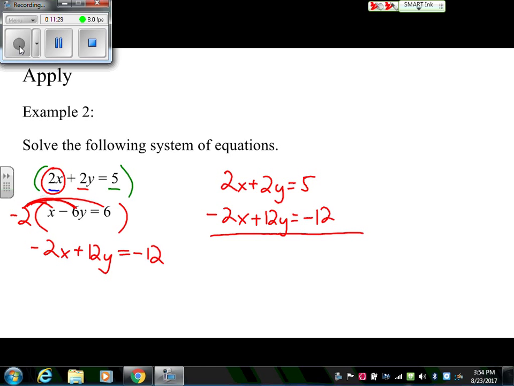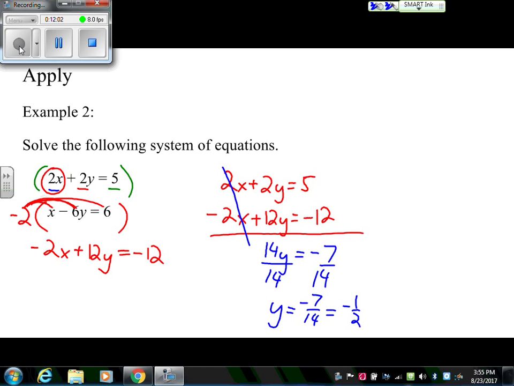Now if I add these things together, I will notice that the 2x plus the negative 2x are going to cancel out. If I take the 2y plus the 12y, I end up with 14y. And if I take 5 minus 12, I end up with negative 7. So now I'm going to get my y alone by simply dividing both sides by 14. And I get y equals negative 7 over 14, which reduces down to negative 1/2.